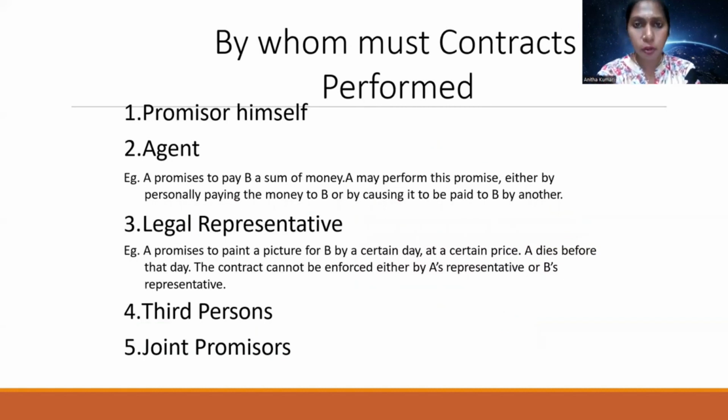By whom must a contract be performed? By the promisor himself, by the agent, by the legal representative, by third parties, and by joint promisors. Mainly all contracts are to be performed by the promisor only. If I am entering a contract with so and so person, I need to perform my contract. In case I am not in a position to complete or execute it, I can ask one of my agents, legal representative, third party, or joint promisor to perform the particular contract.